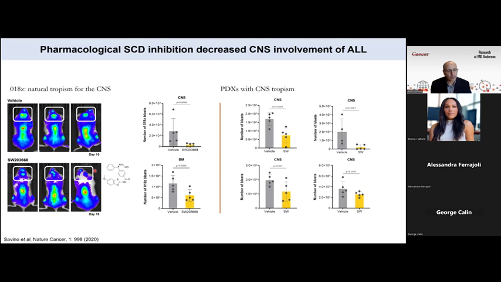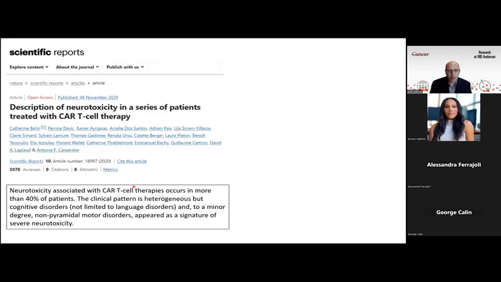Again, as is the case for other drugs in the metabolic world, SCD inhibitor hasn't made it yet to the clinic, and there are some indications of potential toxicity, which is now mitigated. We need to test whether it's an off-target toxicity or not, but it's still in process. So we don't have yet a compound that can be taken to the clinic to test for the block of CNS leukemia. However, what we thought about is using that knowledge for something slightly different.